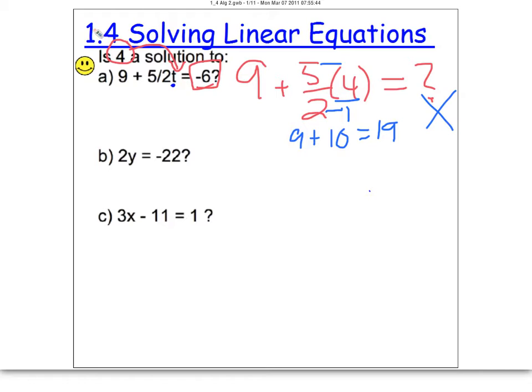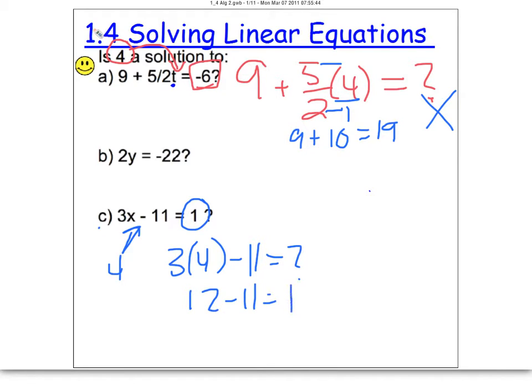I'm going to try letter C. Let's put 4 in for x for this. 3 times 4 minus 11. What does it equal? This problem says it equals 1. 4 times 3 is 12. Minus 11, which equals 1. It does equal the same number that we thought it would equal, so is it a solution? Yes.